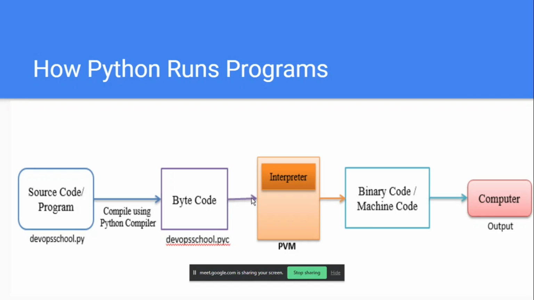So this bytecode then goes into the interpreter, the Python virtual machine. The Python virtual machine will convert the bytecode into binary code, machine code. Then now you'll see the output. Yeah, so basically that's how a Python program runs.